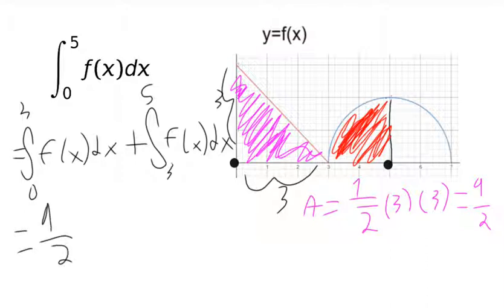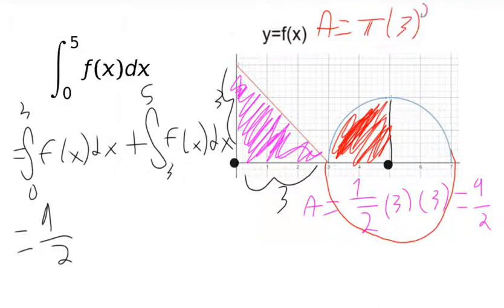Then we have to do the second part, the integral from 3 to 5 of f of x dx. That's what I've shaded in red. Now we have a semicircle here. This blue arc is a semicircle. If I had the whole circle here, I know the area of a circle is pi times the radius squared. We're going from 3 to 5 here, so this has a radius of 2. So this will not be a 9, but 2 squared is 4 times pi.